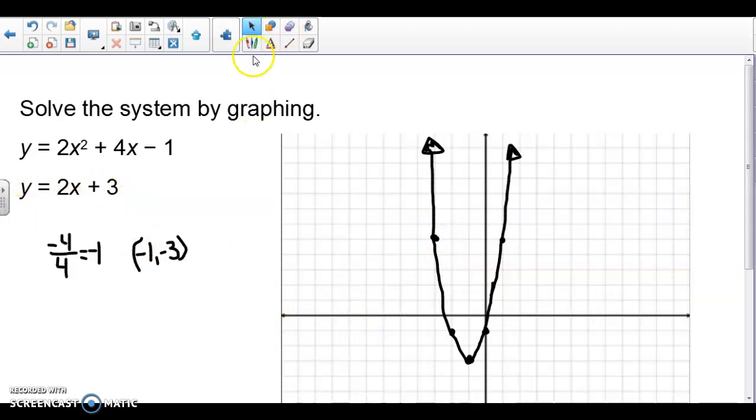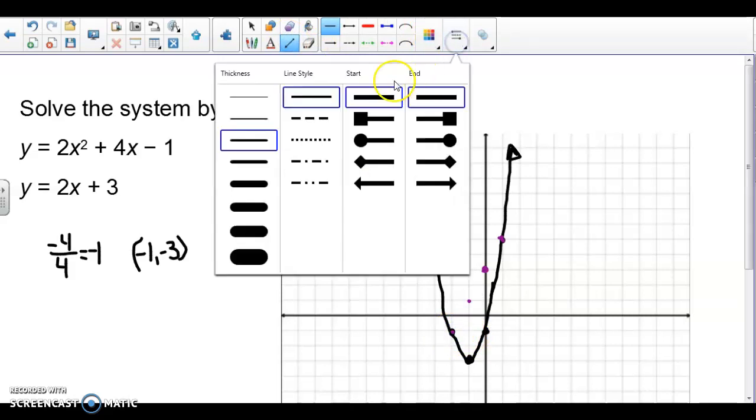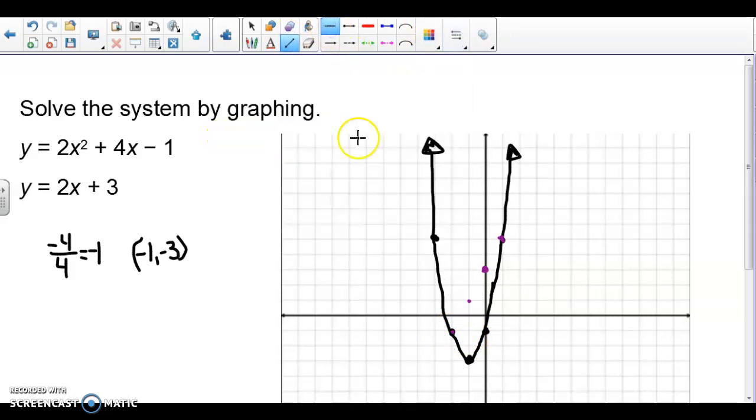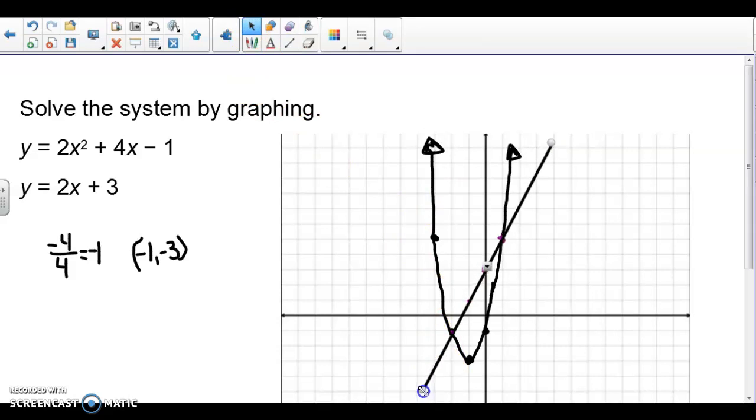So y equals 2x plus 3. I'll use a different color here. Remember, with linear functions, you start with the y-intercept, which is 3, and then we use our slope, so we'll go up 2, right 1. Okay, looks like that's going to be an answer. And then we'll go down 2, left 1, down 2, left 1. Oh, we got another answer there. All right, so I'll draw a line here.